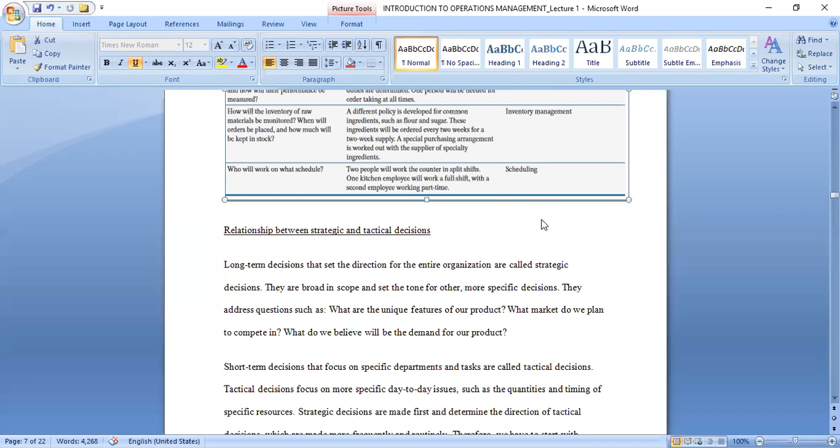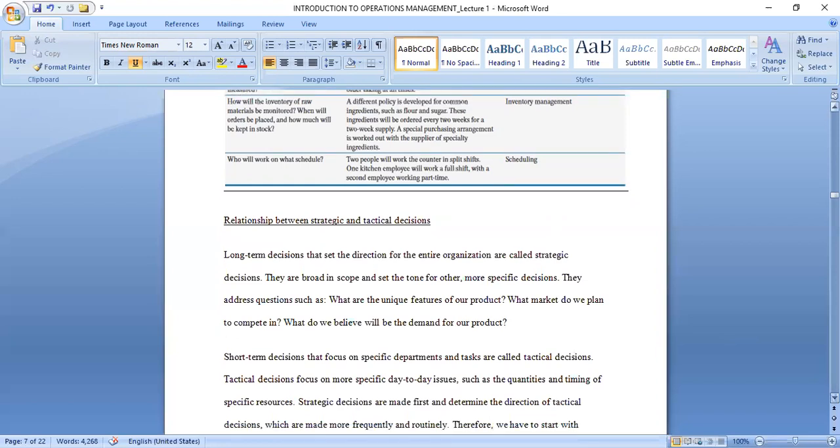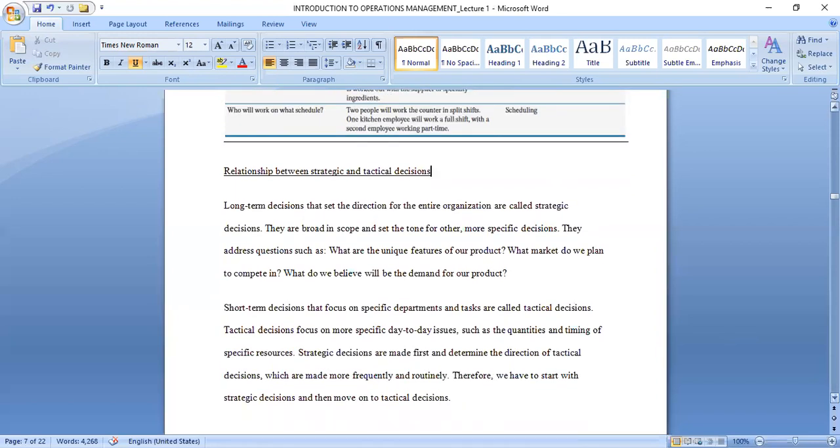I hope we have got those operations management decisions. If there is anything unclear, feel free to ask. Let's look at the relationship between strategic and tactical decisions.